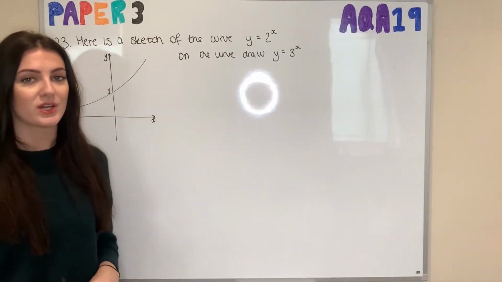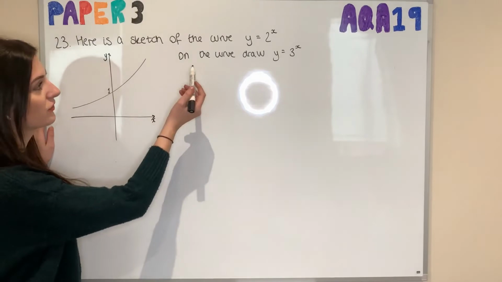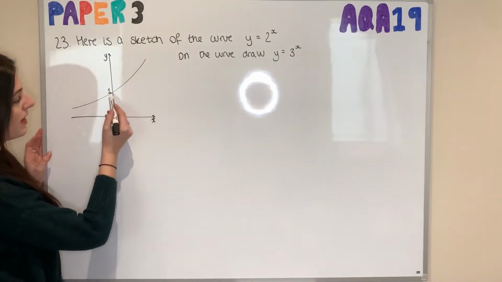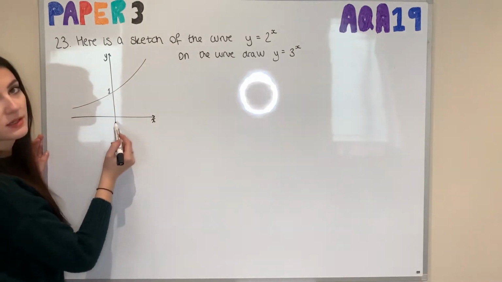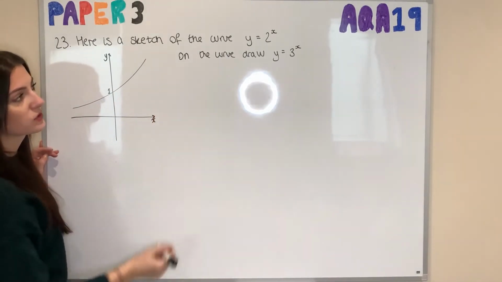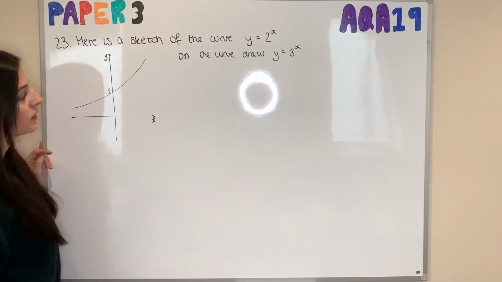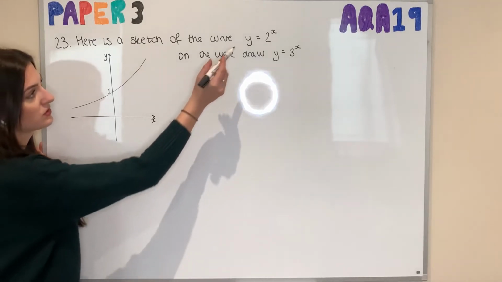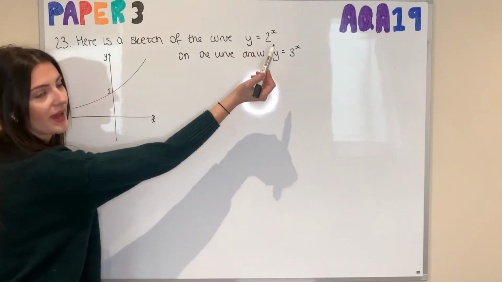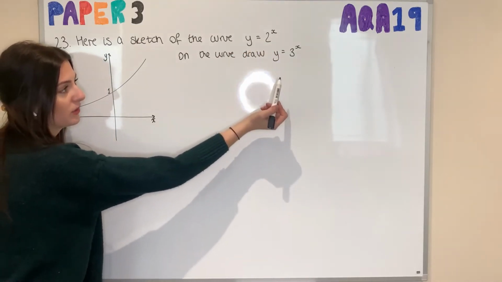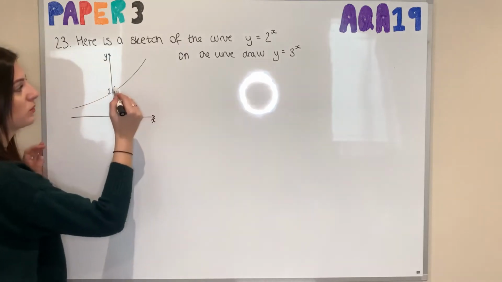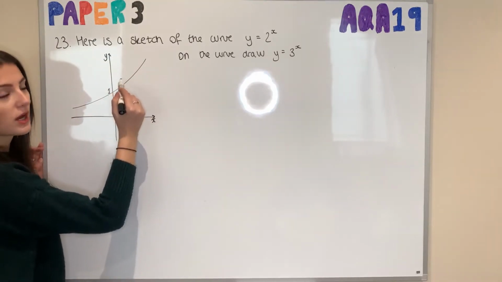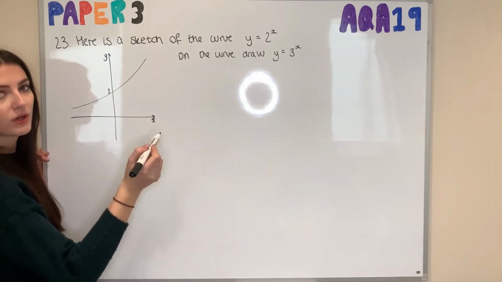So here we have question 23 and we have a sketch of the curve y equals 2^x. This is our sketch, and 2^x goes through 1 when x equals 0. And on the curve, we have to draw y equals 3^x. So how do we start this question? What we have to do is substitute a load of values for x and then see what the y is. And then we do the same for this equation. So then we know that the curve is higher or lower than our original curve. So I'll walk you through how to do this.